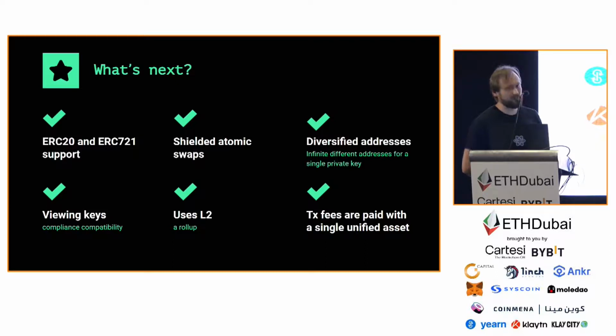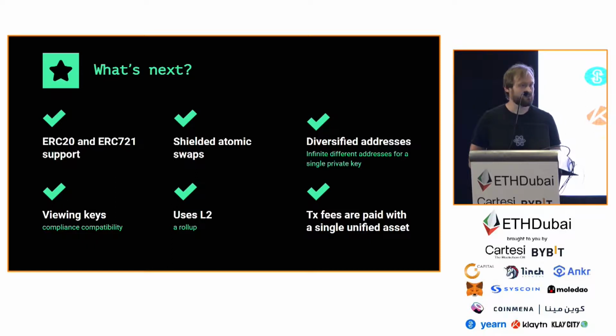What also can be implemented in the next version of the protocol would be token support, and it's pretty easy to add. So in addition to amount, we can just add an additional field, asset ID, and that's pretty much all that is needed to add token support. Also, shielded atomic swaps are possible, so swaps inside the privacy pool. And there are some other features that we want to implement, like diversified addresses.